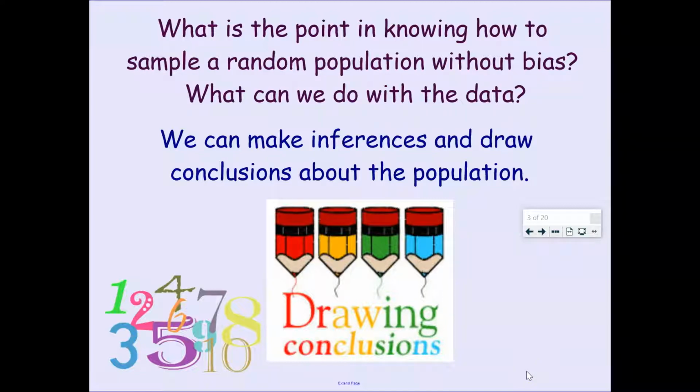So in the last lesson we talked about why it was important to have a random sample and have questions that were unbiased. So what's the point of all that? What can we do with that data? Once we know we have good data, we can actually use it to make inferences and draw conclusions about a population.